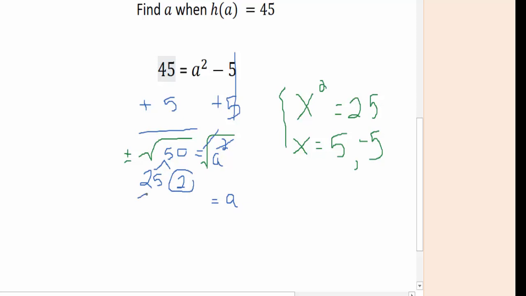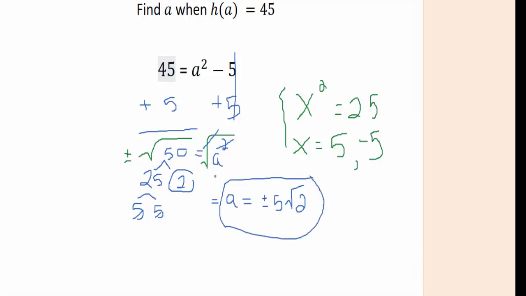And then 25 breaks down into 5 times 5, which are both prime, which can cancel because we have 2 of them. So 5, let me put my equal sign on this side, plus or minus, positive or negative, 5 square root of 2. That is what A can be. So it's like the graph, we ended up with 2 answers. And that's not always the case. You don't always end up with 2 answers, but I just wanted to illustrate that.